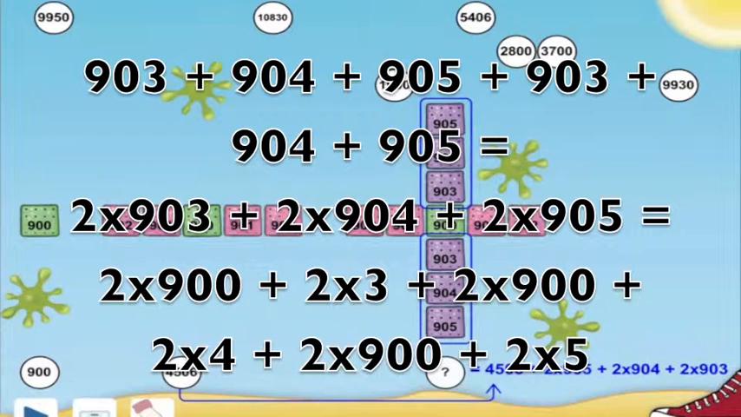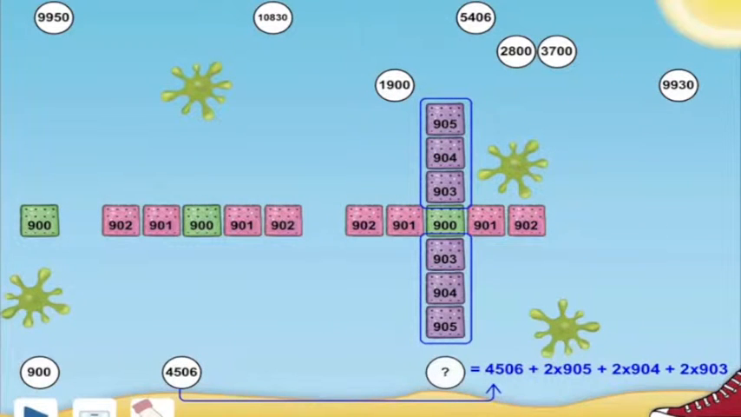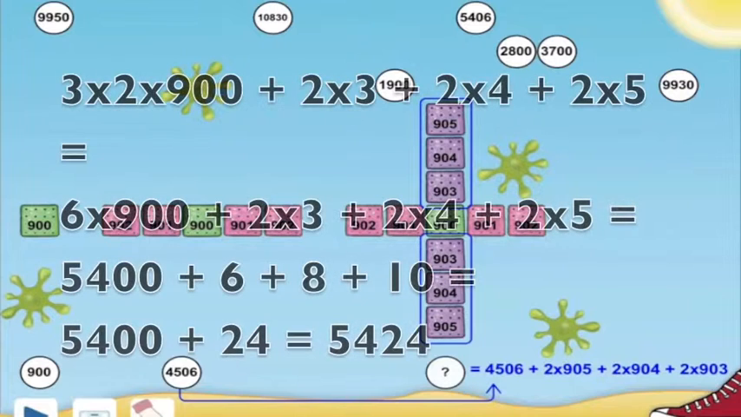Notice that we have to sum three of the 2 times 900 products. Repeatedly adding three of these products is the same as multiplying by 3, so we can simplify the previous equation to 3 times 2 times 900, plus 2 times 3, plus 2 times 4, plus 2 times 5. Well, 3 times 2 times 900 is the same as 6 900s, or 6 times 900. And again, plus our 2 times 3, plus 2 times 4, plus 2 times 5. 6 times 900 is 5,400. 2 times 3 is 6. 2 times 4 is 8. And 2 times 5 is 10. So we obtain 5,400 plus 6 plus 8 plus 10 is 5,400 plus 24 is 5,424.